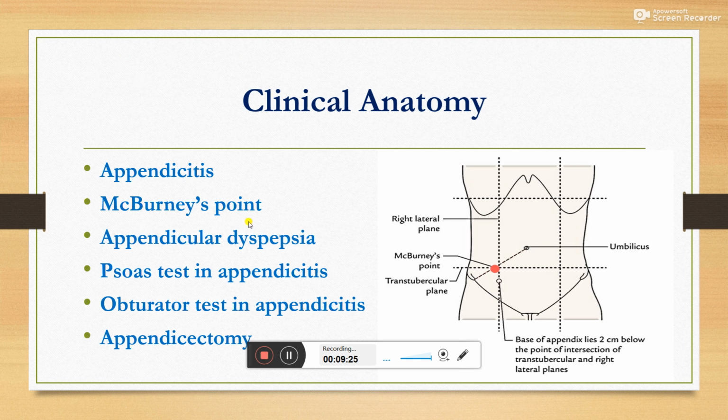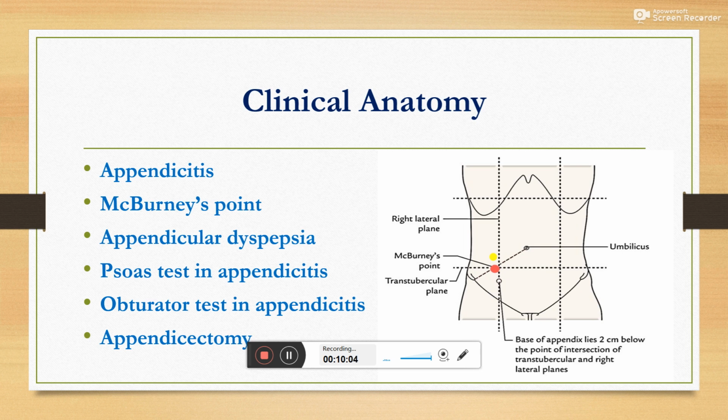Coming to the next thing, that is McBurney's point. It is the most important thing in appendicitis which should be known to us. McBurney's point is the site of maximum tenderness in appendicitis. Here in this figure the site is shown clearly. The point lies at the junction of the lateral one-third and medial two-thirds of the line joining the umbilicus to the right anterior superior iliac spine. It corresponds roughly to the position of the base of the appendix.